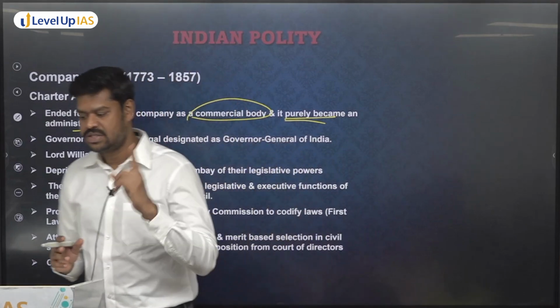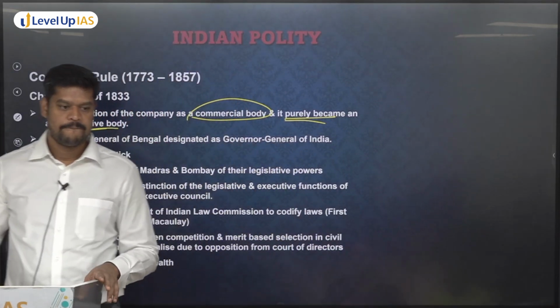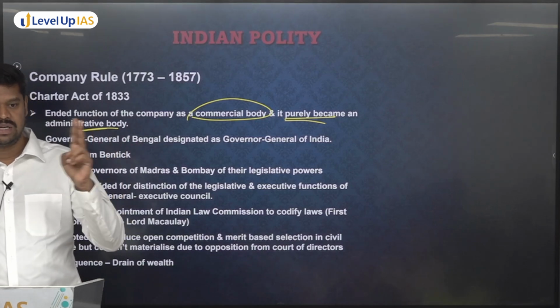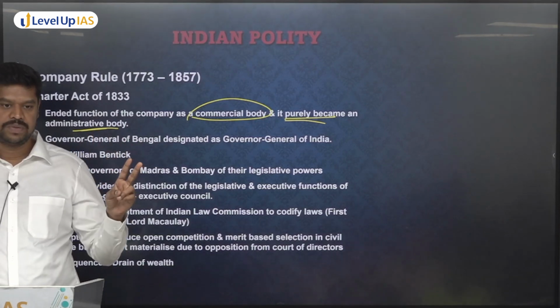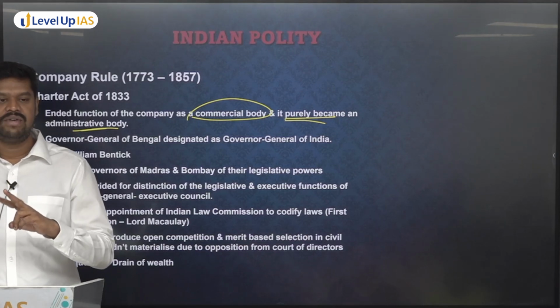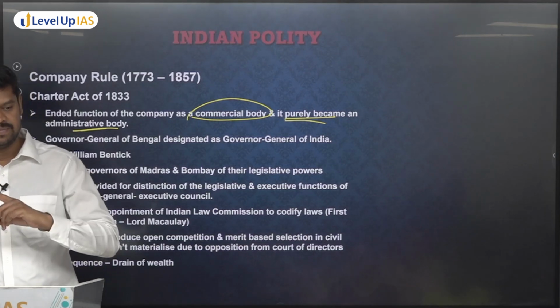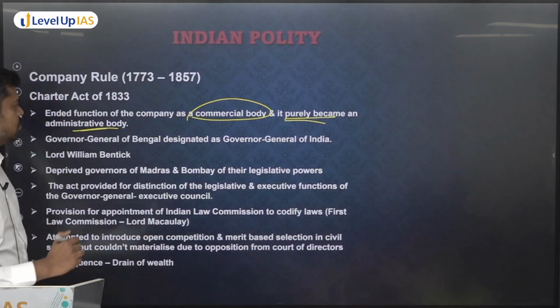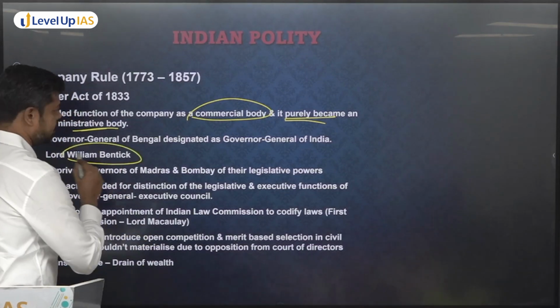And who is the first such Governor General of India? It was Lord William Bentinck. Remember this also: both Lord Warren Hastings and Lord William Bentinck, do not get confused. Lord William Bentinck, first Governor General of India. Lord Warren Hastings, first Governor General of Bengal. So this can also be asked in the prelims examination.